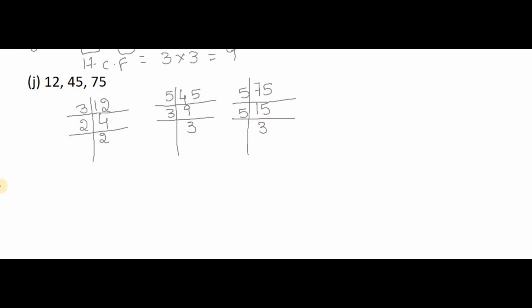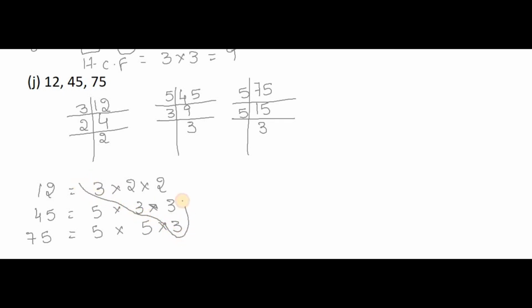And we can stop finding the factors, and now we will write what the numbers, what the prime numbers, what the factors we have. 12 is equal to 3 into 2 into 2, and 45 is equal to 5 into 3 into 3, and 75 is equal to 5 into 5 into 3. Of course students, we have 3 common. If you observe here, we have 5 in 45 and 75. We didn't have 5 in 12, so that is the reason it is not going to become your HCF.